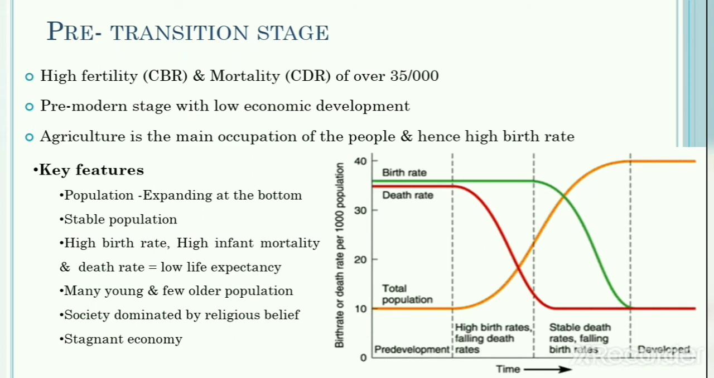Let's look into some of the key features of the pre-transitional stage. The pre-transitional stage witnessed a population expanding at the bottom. It was a highly stable population with high birth rate along with high infant mortality and death rate, leading to lower life expectancy. Much of the population were young and the older population were fewer in this stage. The society was highly dominated by religious beliefs and hence they had a high birth rate. And the economy was very stagnant at this period.